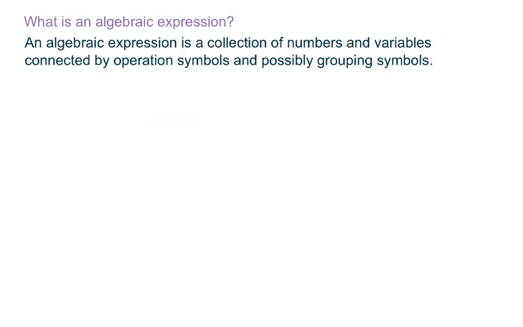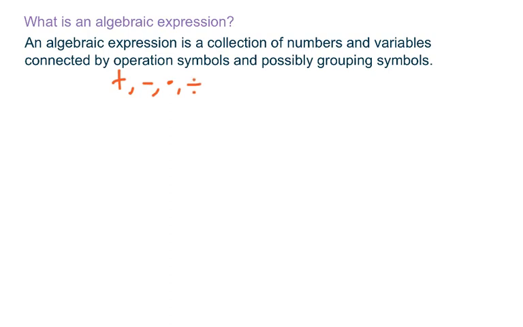With the idea of a variable, we can build to the idea of an algebraic expression. What is that? An algebraic expression is a collection of numbers and variables connected by operation symbols and possibly grouping symbols. What do I mean by operation symbols? The most basic ones are the ones we know from basic mathematics: adding, subtracting, multiplying, which in algebra we usually represent by a dot instead of the X shape, and dividing.